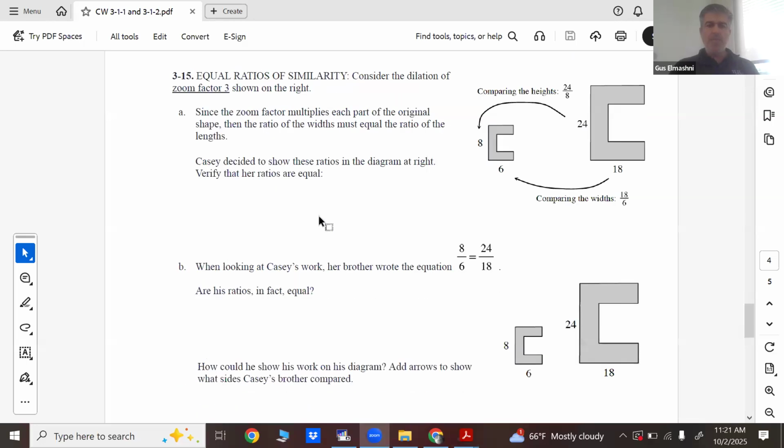So let's start off with 315. Just to give my voice a little break, Peter, can you read the part that says equal ratios of similarity? Thank you, Peter. Okay. 10 to 2, factor multiply each part of the original shape. Then the ratio of the width must equal the ratio of the length. Okay, thank you, Peter. So it says here Casey decided to show these ratios in the diagram at the right. Verify that our ratios are equal.